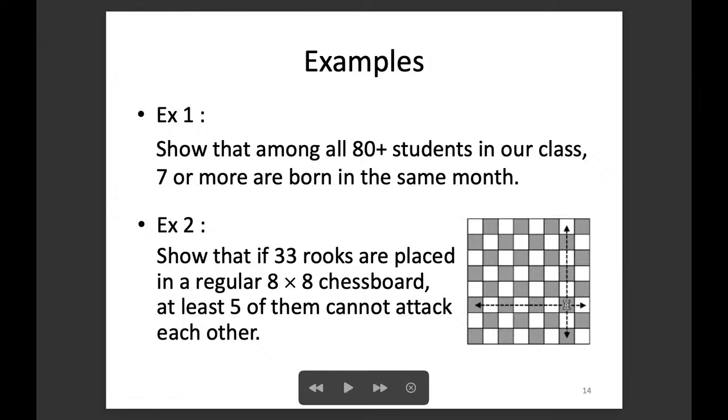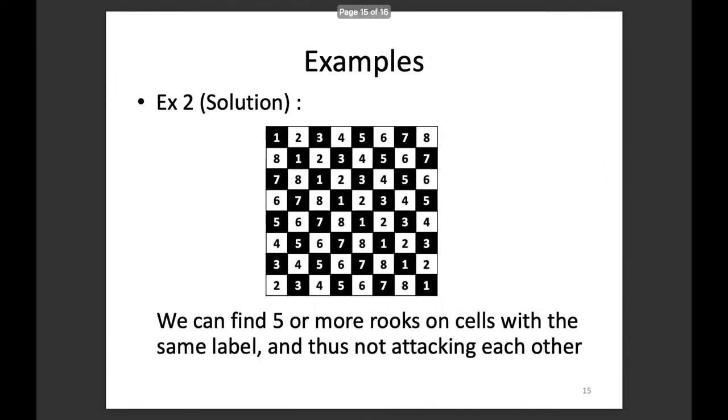If I put two rooks on the board, it may not be true. If one is here and the other is here, then these two rooks are attacking each other. But if we put more rooks on the board instead, 33 of them, then out of these 33 there is a way that we can choose 5 of them, and these 5 will not attack each other. A solution for this one is like this.